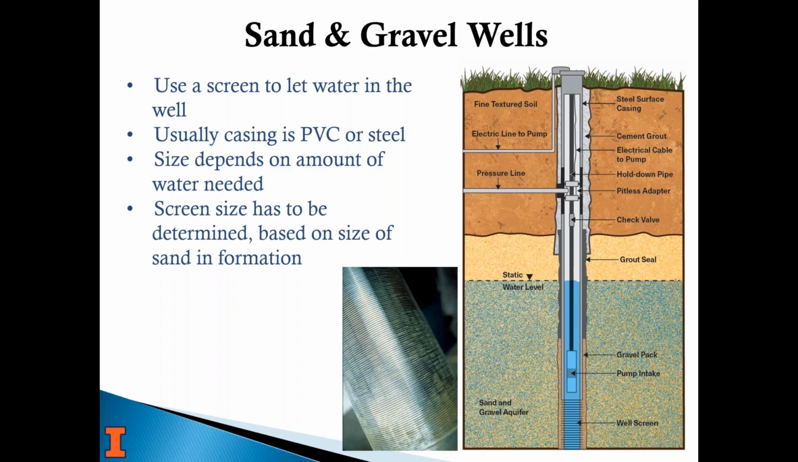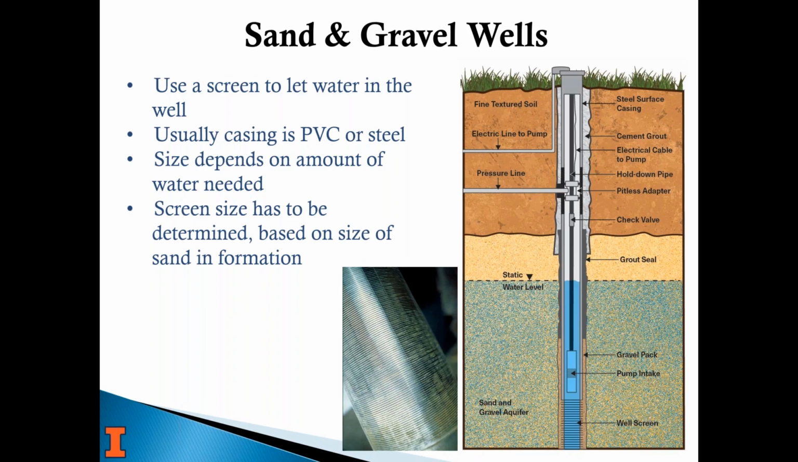So it's pretty simple. The key things here are that the casing is usually PVC or steel, and it's solid. There is no place for water to come in this well except at the well screen. And that's a good thing, because water can't seep in near the land surface, or there's no seam in the shallow unconsolidated material up there in the soil layer where water could seep in. And so it's more protective in that respect.